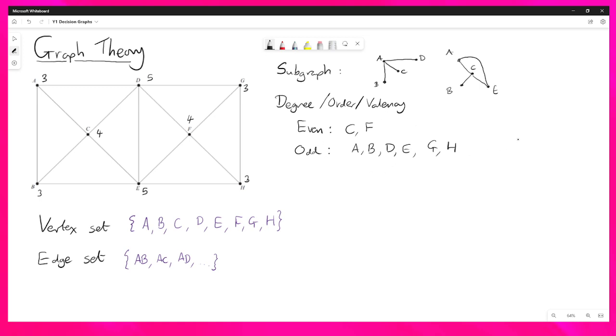Now, sometimes a little bit difficult is we will have something like this. This is called a loop. The order of this vertex is 3. Because although there are only 2 arcs connected to it, we have 1, 2, 3 direct connections to this vertex. Okay, so although it doesn't necessarily look like it, this vertex is an odd vertex as well.